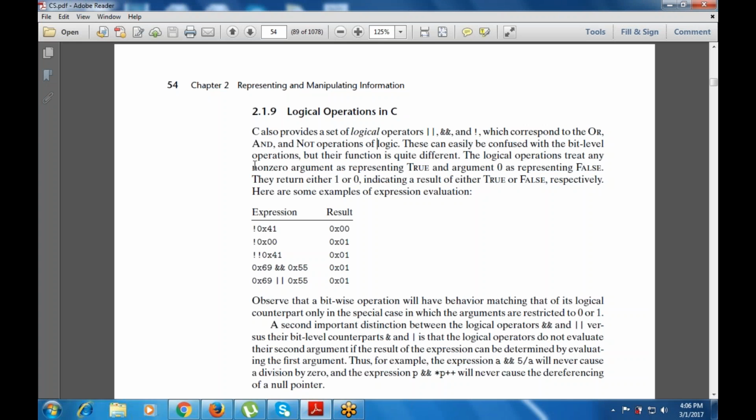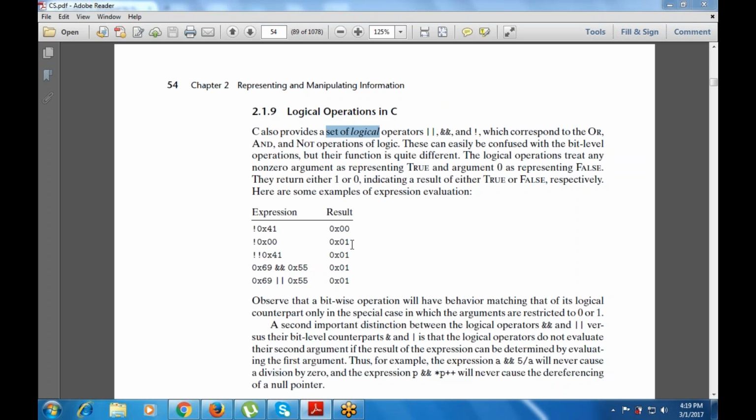Today's topic is logical operations in C. That is, what are the various logical operations that are performed in the C language? This is part of manipulating information. All right, so let's start with the first one.